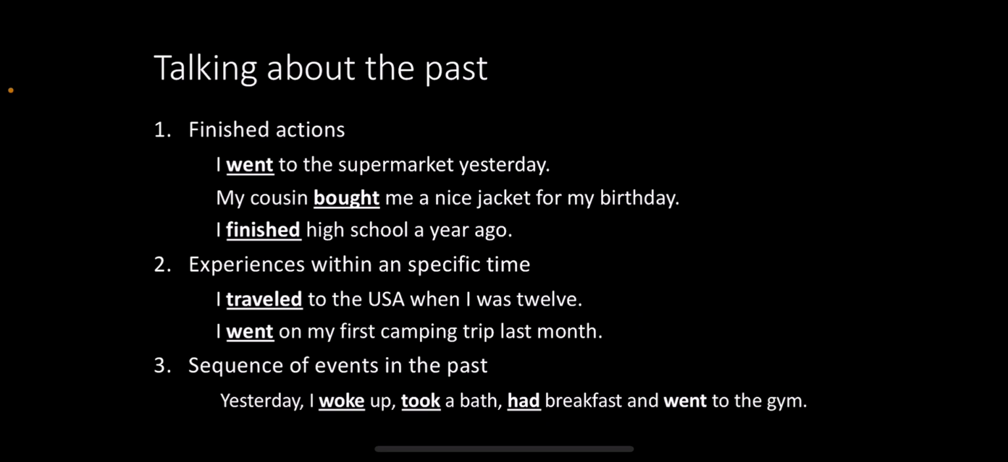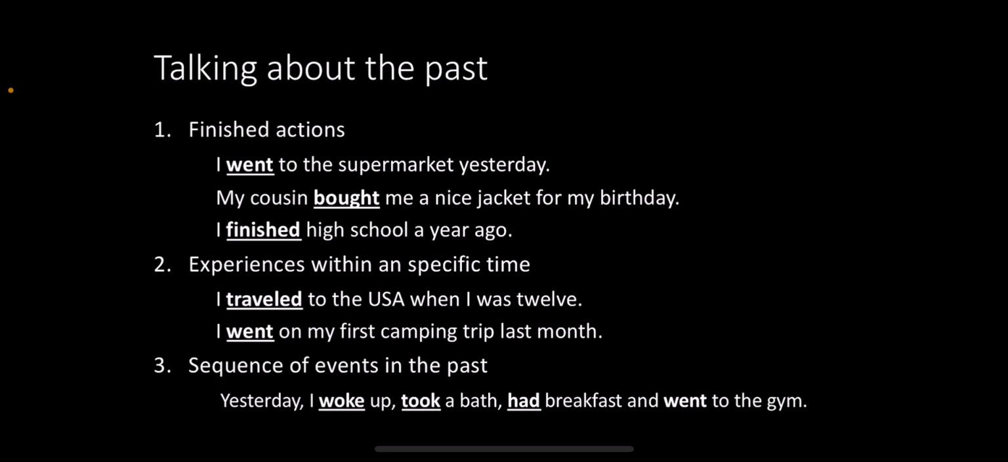Finally, number 3, sequence of events in the past. Yesterday, I woke up, took a bath, had breakfast, and went to the gym. Right? So one activity, then another activity, then another activity. So the emphasis is that they occurred one after the other, consecutively. We can use the past simple to express that idea, right? So we use the past simple for those 3 different events.